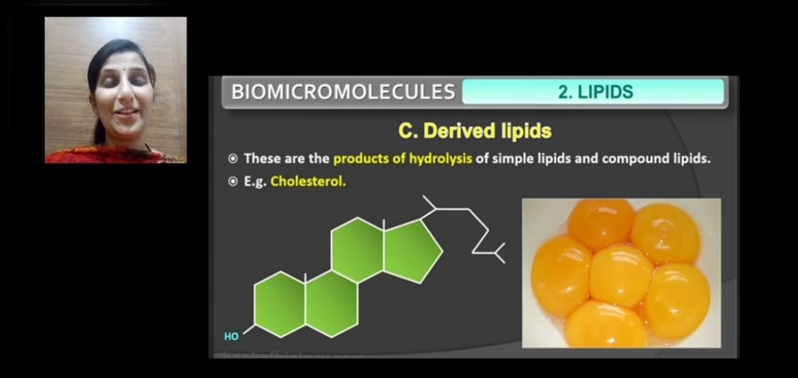So dear children, in this module, we learned about the second type of biomicromolecule, that is lipids. We learned about the three different types of lipids: simple, compound and derived. We also learned about the structure of these three different types of lipids.